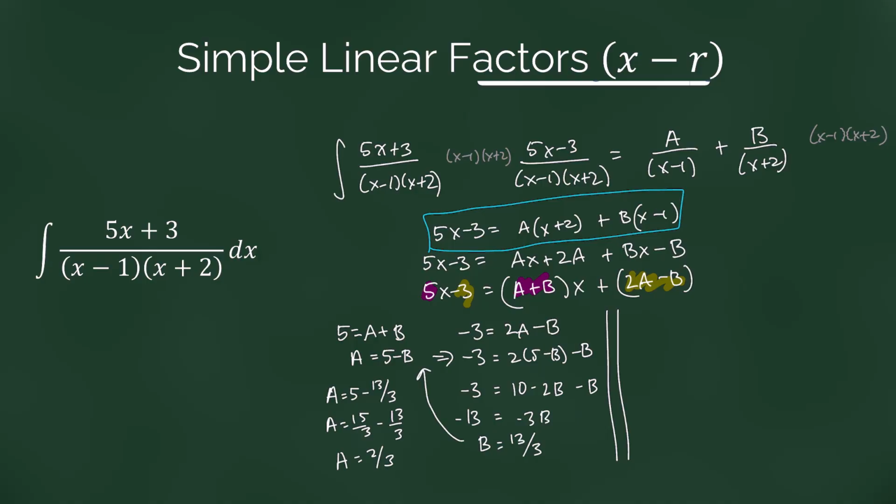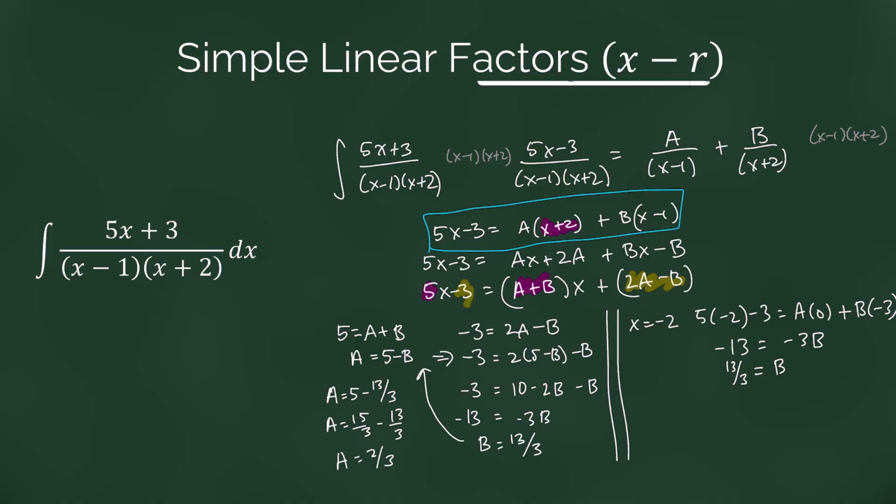So in other words, if I let x be -2, I chose that because of the plus 2 in here, I'm going to get 5 times -2 minus 3 equals a times 0 plus b times -3. That gives me -13 equals -3b. So we see once again that 13 thirds is b.